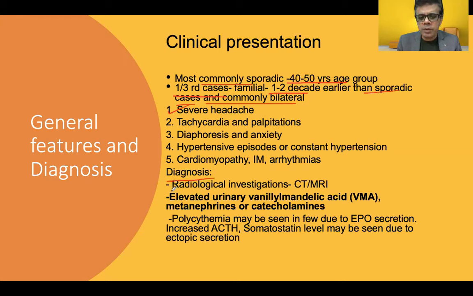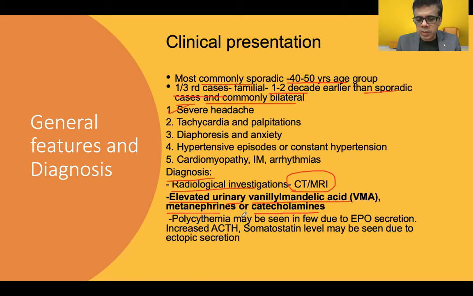Diagnosis relies on various radiological investigations like CT scan and MRI. CT scan is generally used for localized tumor, whereas MRI is used for malignant metastatic disease. Another very commonly used laboratory test is elevated urinary excretion of the metabolites of catecholamines like vanillylmandelic acid, metanephrine, or even catecholamine itself. So they are elevated in the urine, and urine testing of these metabolites gives a vital clue to the diagnosis of pheochromocytoma.